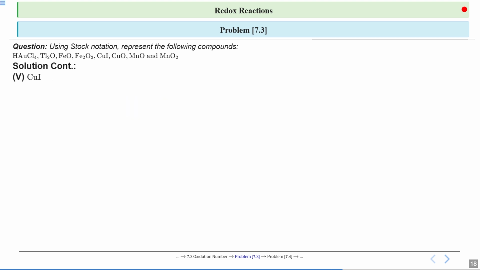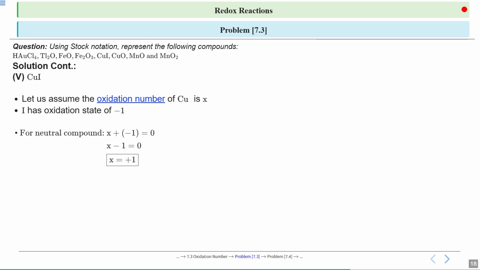Now for the fifth one, that is CuI, we are assuming the oxidation number of copper to be x. Iodine has an oxidation state of -1. For a neutral compound, x plus -1 equals 0, so x equals +1. Therefore, cuprous iodide can be represented as Cu(I)I, with 1 in Roman numeral.